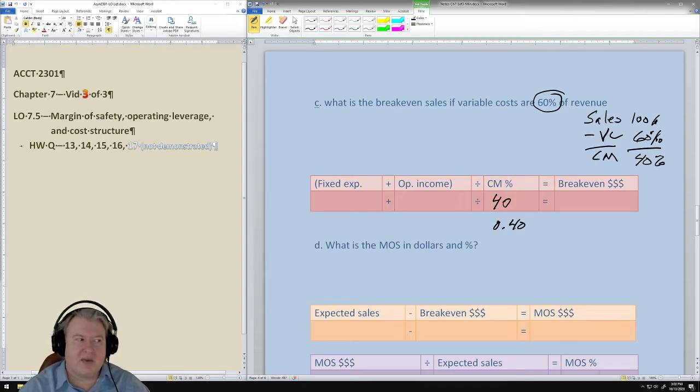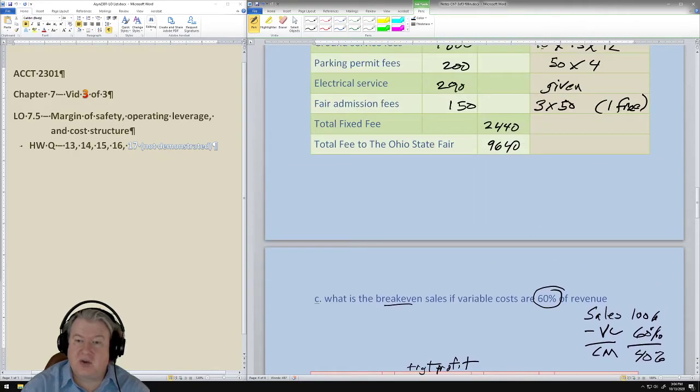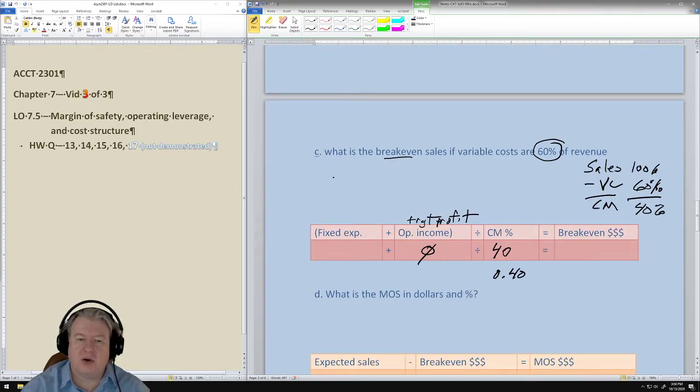So what is the break-even sales? We're going to have to figure that out by taking our fixed expenses, and here the operating income is 0 because we're looking at it as a break-even. If we were looking at it as a target profit, this is where the target profit would be. So how do we get our fixed expenses? Well, we figured out our fixed fees, right? So here are our fixed fees. So we have one of the numbers.